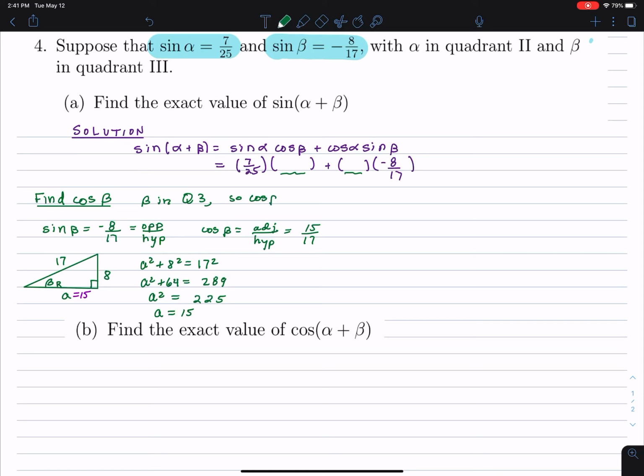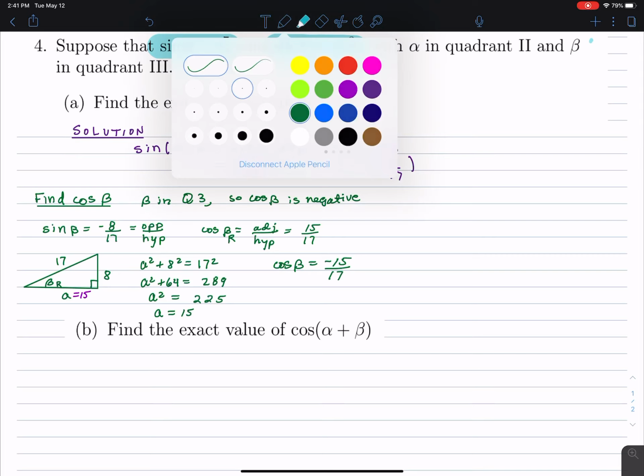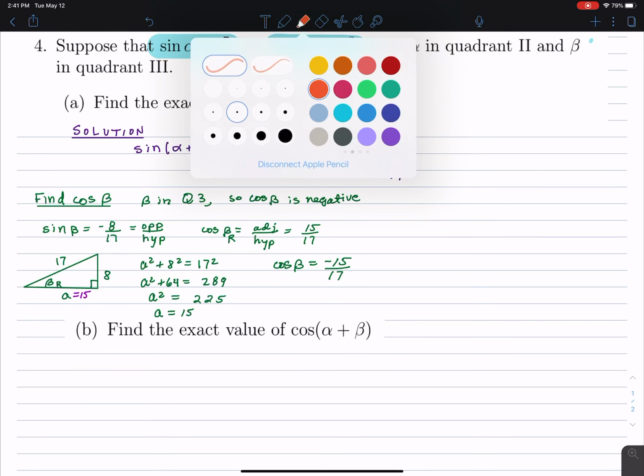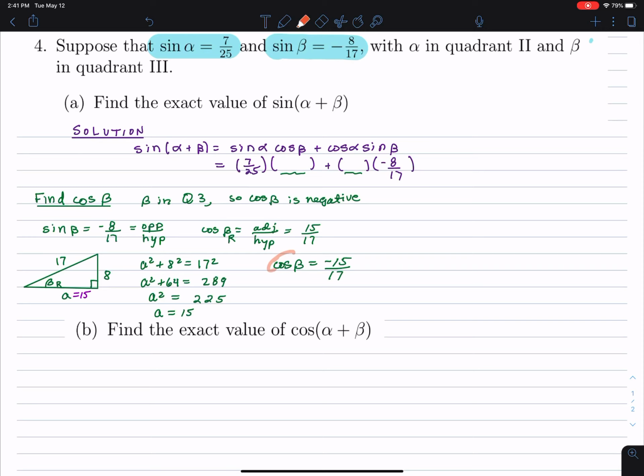So cosine beta is negative. So the reference angle is 15 over 17, but the cosine beta has to be adjusted to be negative because of the quadrant in which it lies. Okay, I get that answer. And maybe I'll just try to get some little fun color here. I get that answer, and I take that, and there it goes up inside there. Okay, so that's going to be negative 15 over 17.